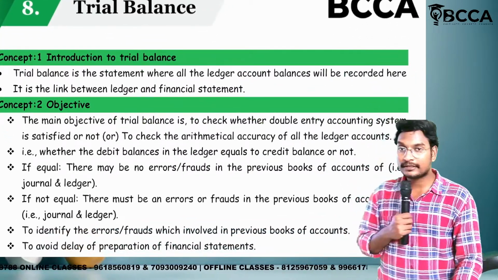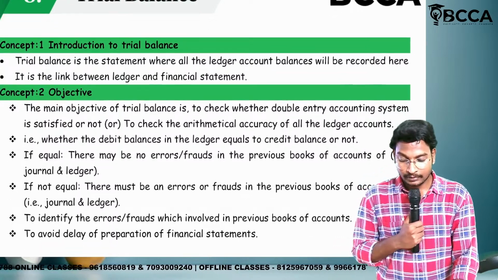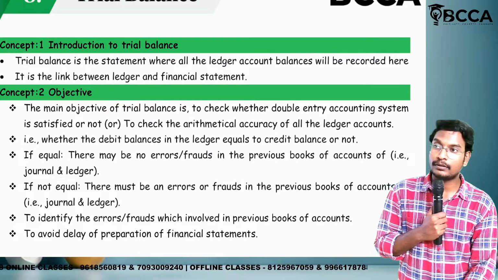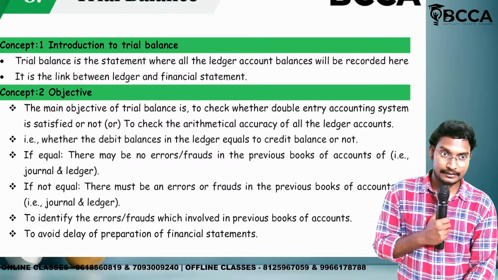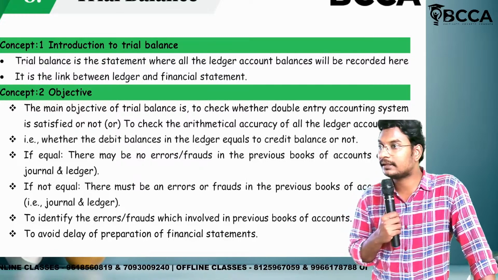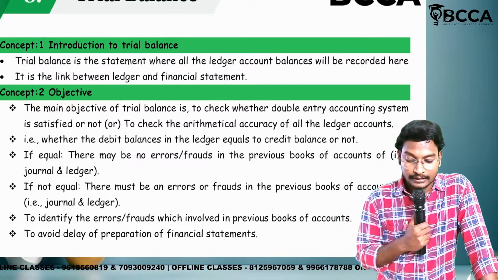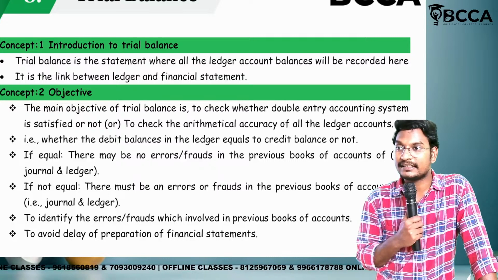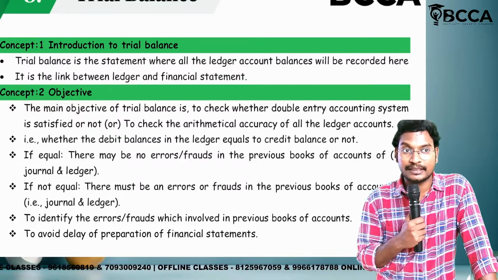Now I am going to explain about the trial balance. What is the meaning of trial balance? This is the third stage of accounting. We call it summarizing. Recording, classifying and summarizing. Recording means journal, classifying means ledger, and summarizing means trial balance. It is just like a statement. It is not an account.